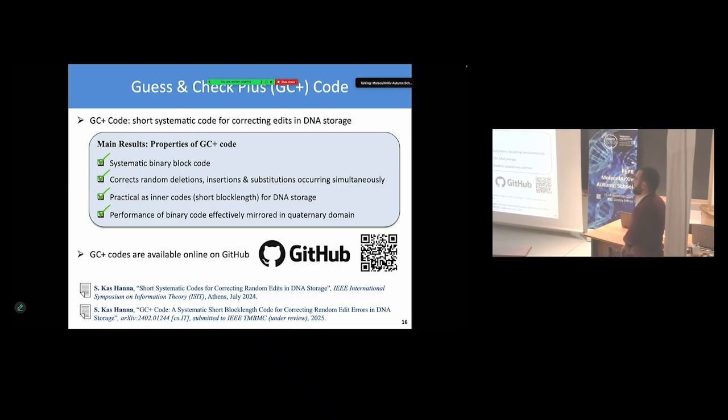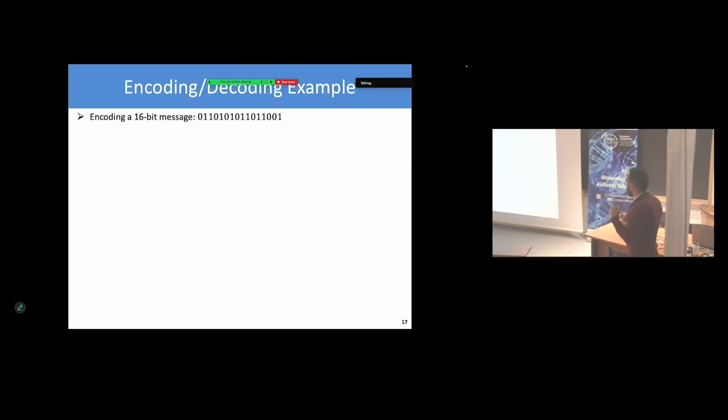Okay, so the GC Plus code, I will explain through a one-slide example and then say how this example can be generalized. This example is going to be in binary because I like binary, and in general it can be generalized to quaternary, and that's what the simulation results will be about, the quaternary results. But this example in particular will be binary.